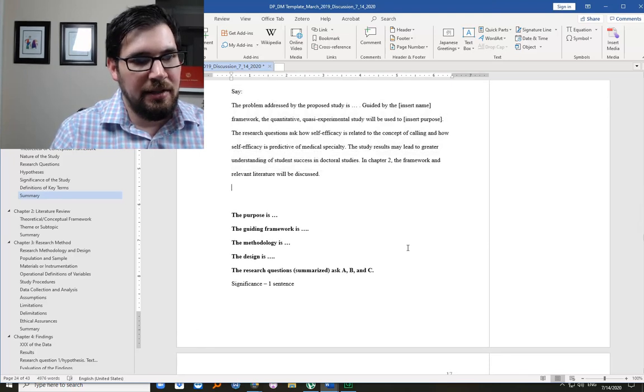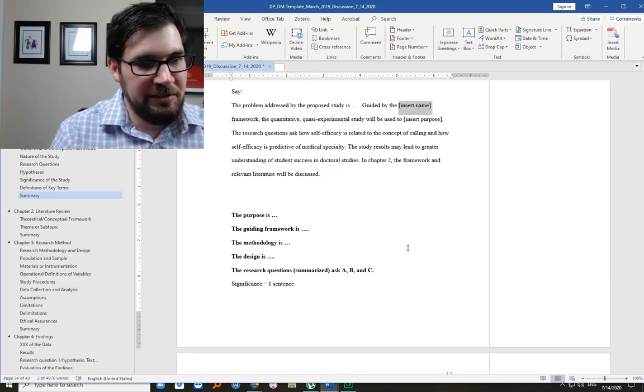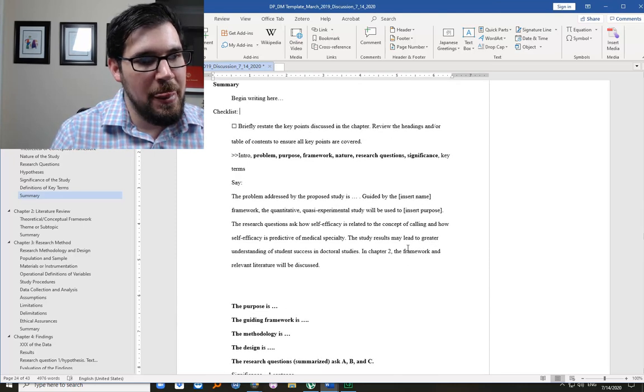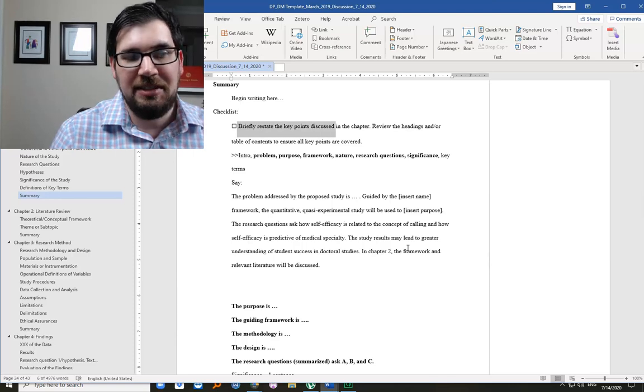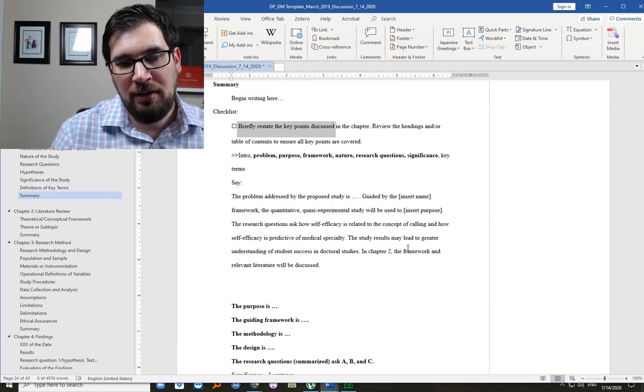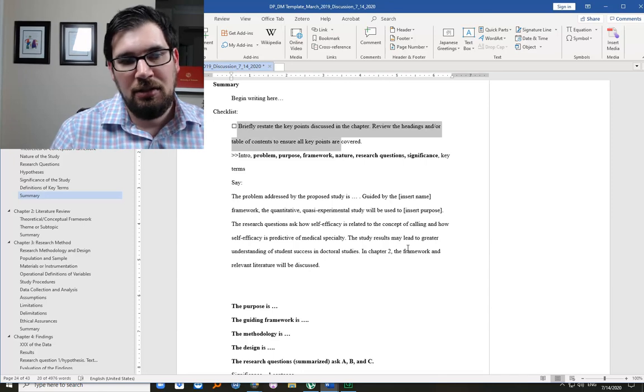There we have an entire, well, I didn't fill in everything, but fill in here, fill in all the bracketed options, and you've got a summary. You have briefly restated the key points. It's basically just go through and say basically one sentence about sort of the most important sections in chapter 1. And review the headings and or table of contents to ensure, or you can just go by what I've written here because I've done this 1,000 times.